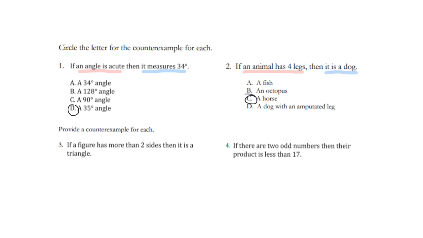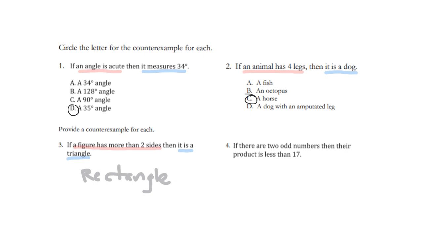How about the next two? Provide a counterexample. This one says, if a figure has more than 2 sides, then it is a triangle. Well, again, if we have a figure with more than 2 sides, we have to provide an example that is not a triangle. Well, if you said rectangle, oops, my pen is a little strange here. If you said rectangle, that would be a fine counterexample. So I have a figure that has more than 2 sides, a rectangle, but it is not a triangle.